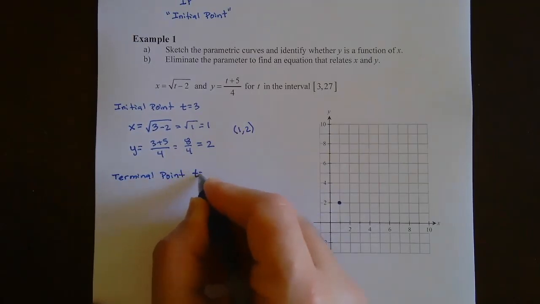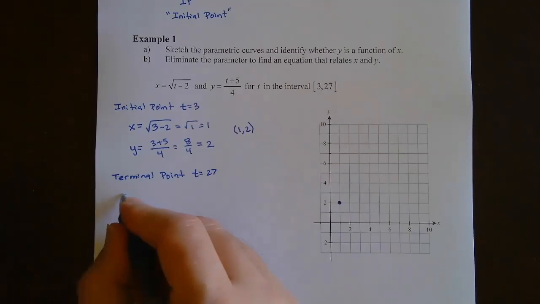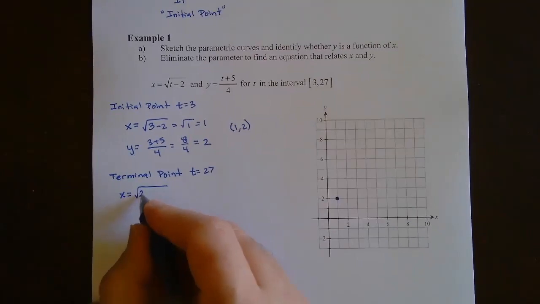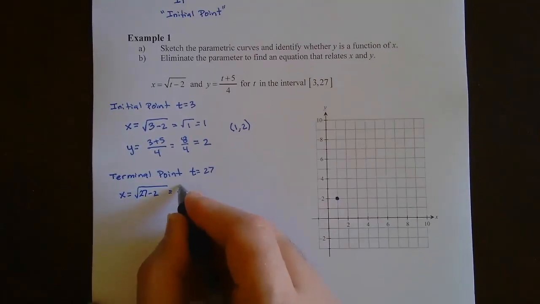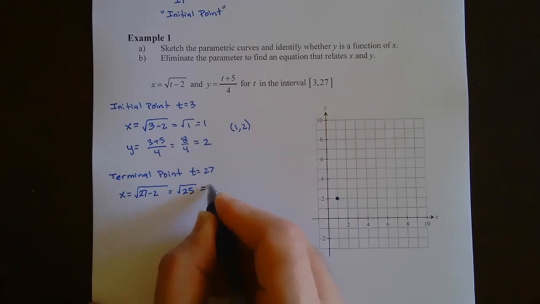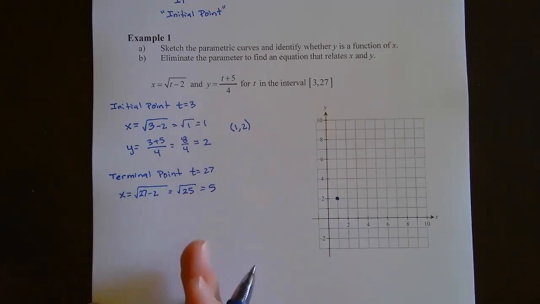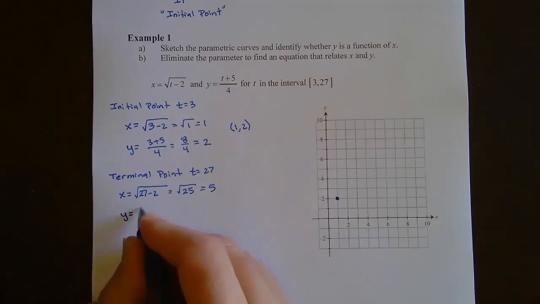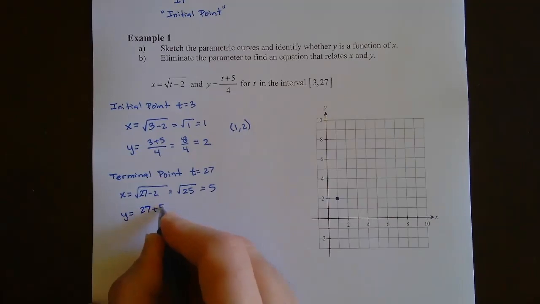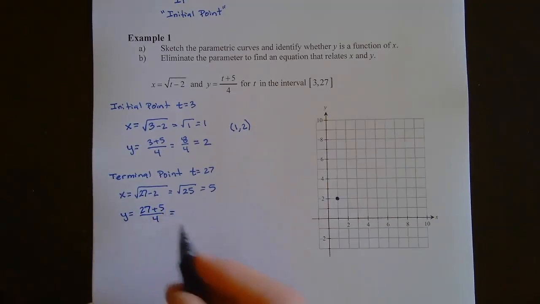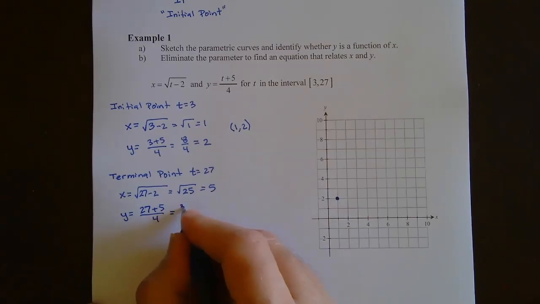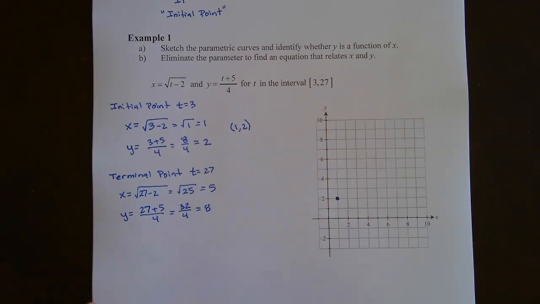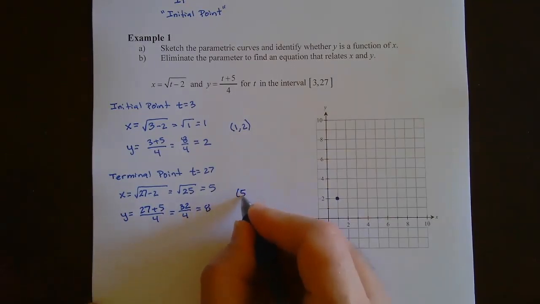would be at t is equal to 27, okay? So that would mean x is equal to the square root of 27 minus 2, which is the square root of 25, which is 5, okay? So I know at t equals 27, the x coordinate is 5, and the y coordinate would be 27 plus 5 divided by 4. And then 27 plus 5 would be 32 divided by 4, and that's 8. So the terminal point where this ends is at 5 comma 8.